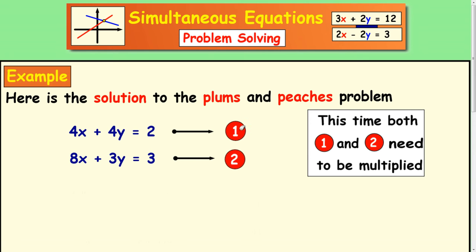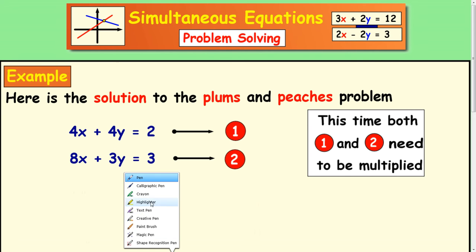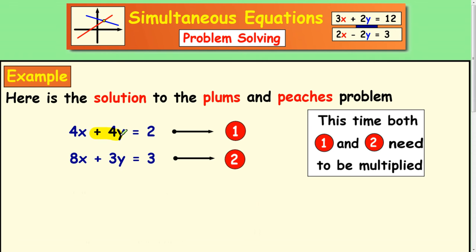Call the first equation 1, the second equation 2, and pick which one you're trying to make into the same value. So I'm going to pick the y's, and I'm going to find the lowest common multiple of 4 and 3, so that's 12. How do I make the first equation's 4y into 12? Well, I times it by 3, so I need to times the whole equation 1 by 3. So that's going to become 12x, 12y, and 2 3s are 6.